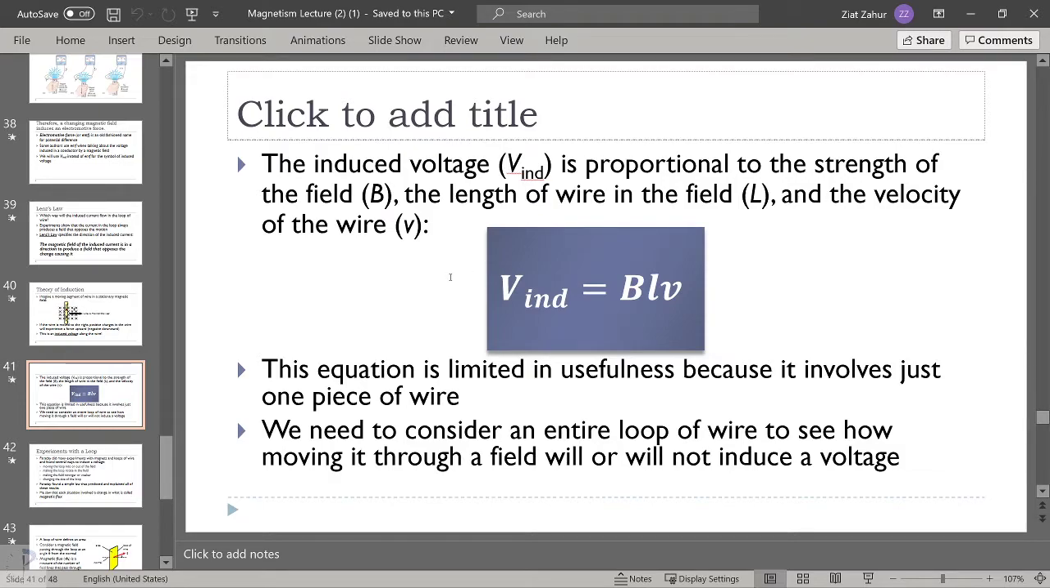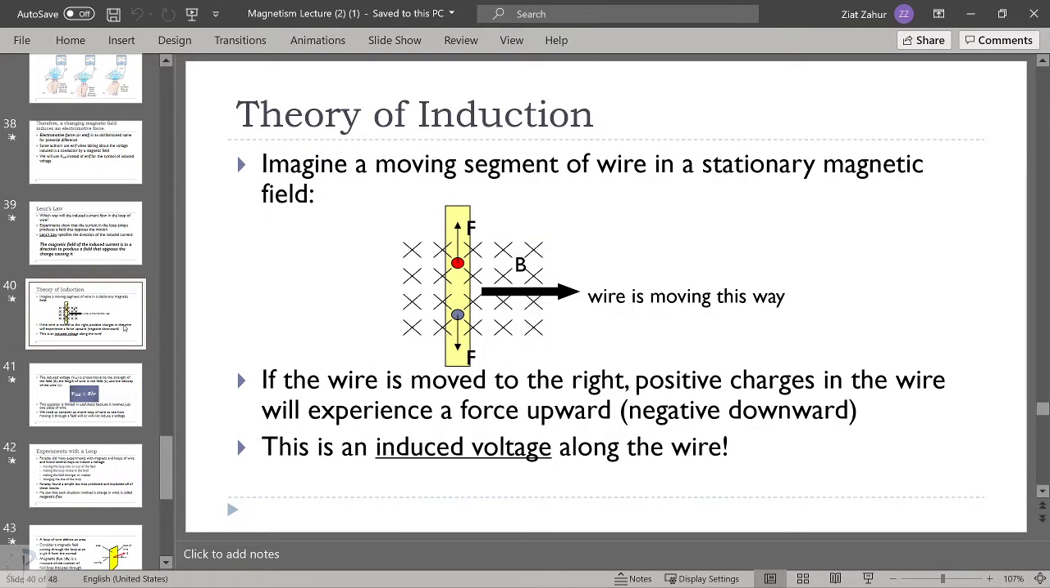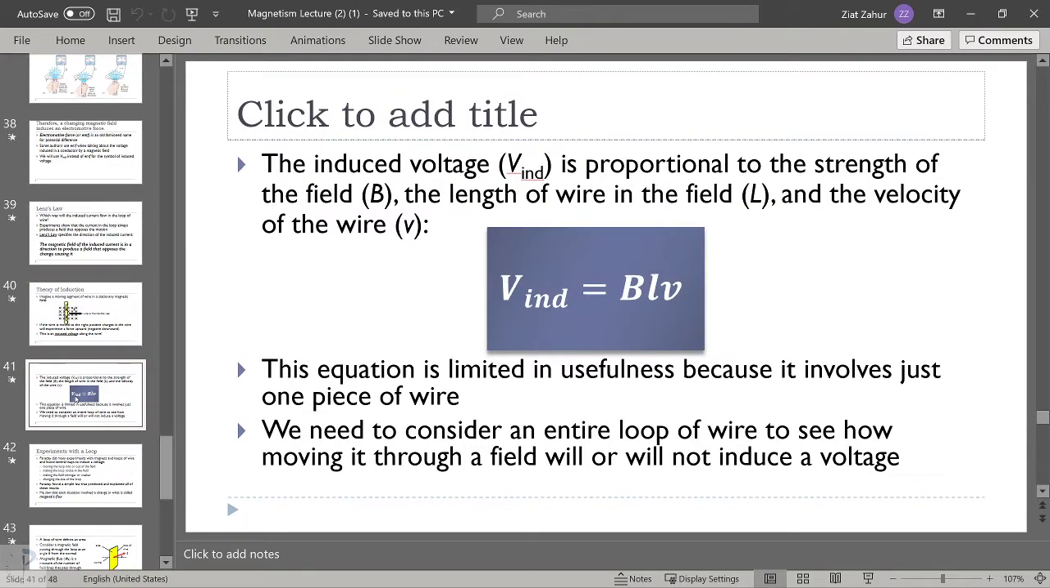Remember, there's no battery here. This voltage is basically coming out from the fact that we are changing the magnetic field experienced by the wire. And how you experience it can be in a multitude of ways, and we'll show that in the next slide. But basically, BLV shows you the amount of voltage in a piece of wire based on the magnetic field B, L being the length of the wire, and V being how quickly the wire is moving. So whether you move the magnetic field or you move the wire, you're going to produce some sort of voltage here.